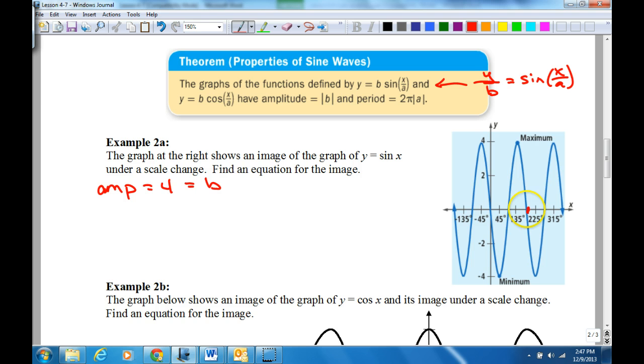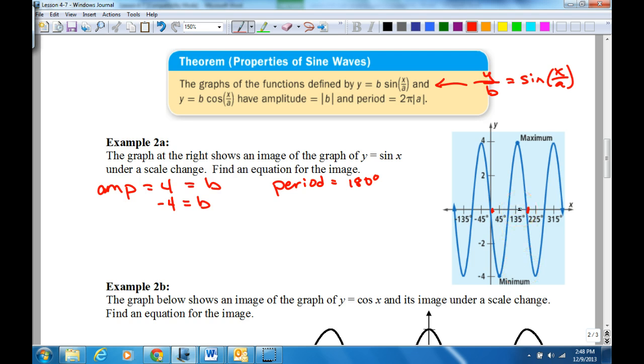It repeats starting here, from here to here. What is that point right there? It's between 135 and 225, halfway, and I think that's 180. Okay? So your period on this is 180. This is supposed to be a sine wave. Notice that it's starting here, it's going down instead of up. So what do you think that's going to do to your B value? It's going to make it negative, because it's going down instead of up.